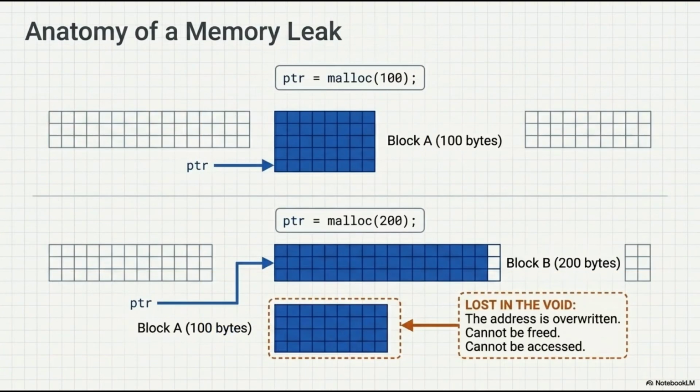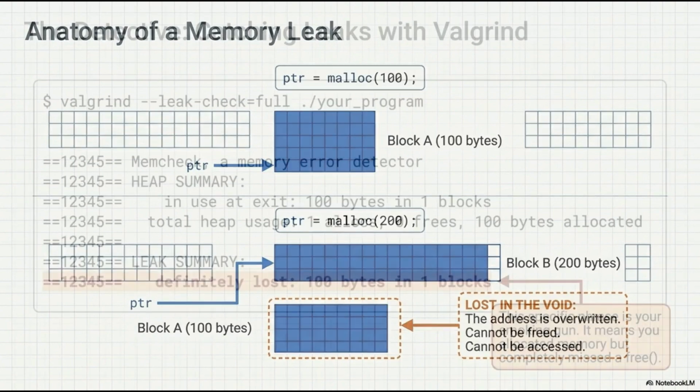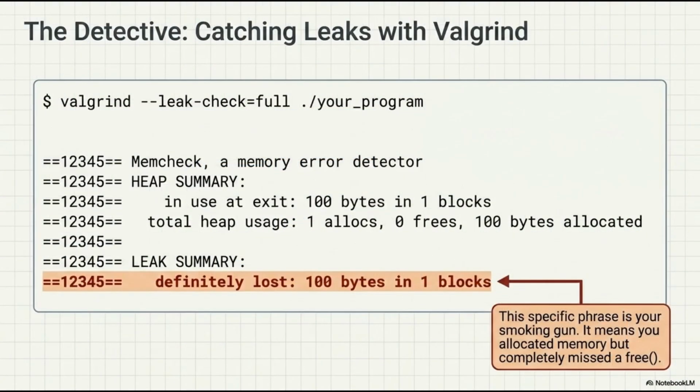Watch the diagram here to see the anatomy of that leak in action. So we allocate block A, but then we reuse the exact same pointer variable to allocate block B without freeing block A first. By casually overriding that pointer's address, block A is lost in the void forever. The system still thinks it's being used, but you don't have an address to access it or free it anymore. It's just dead weight.